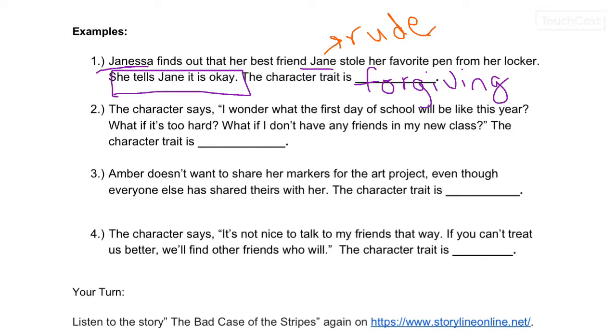The character says, "I wonder what the first day of school will be like this year. What if it's too hard? What if I don't have any friends in my new class?" The character trait is blank. So we don't know who this character is, but they do give us some clues. They keep asking, I wonder, what if? This character seems a little bit worried to me. They're worried about the first day and all of those jitters that happen. You may have picked something different, again, as long as you can back up your evidence.